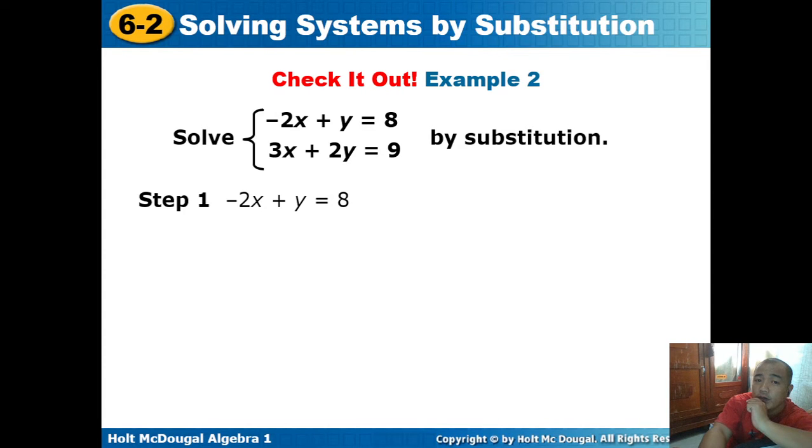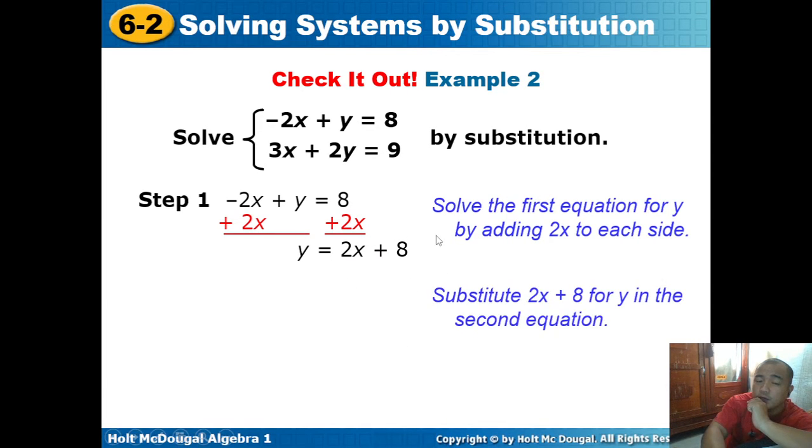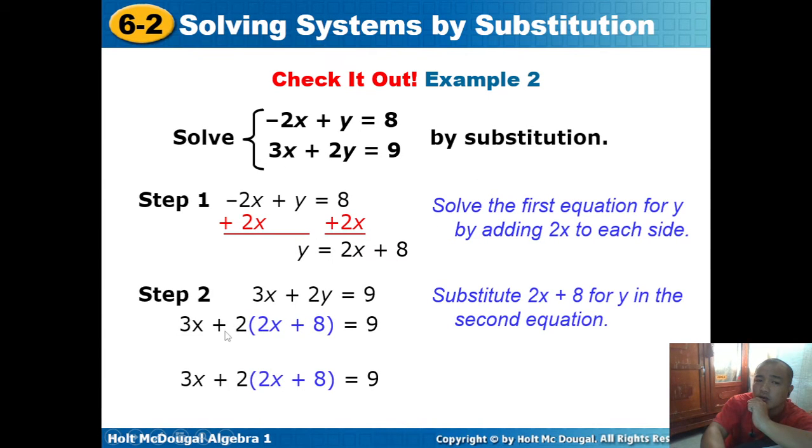Next, another: negative 2x plus y equals 8. 3x plus 2y equals 9. First, solve the first equation for y by adding 2x to each side. So from equation 1, y equals 2x plus 8. Then we can now substitute the value of y here to equation 2. 3x plus 2 times 2x plus 8 equals 9.